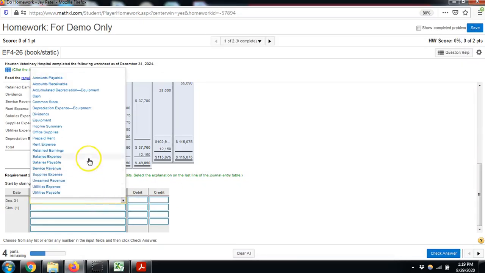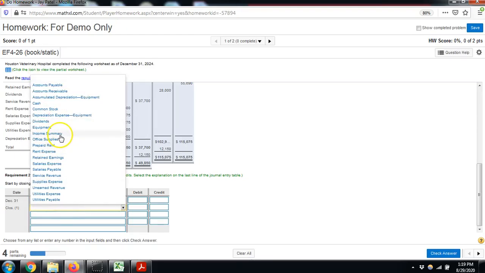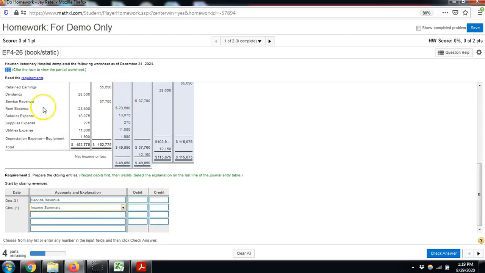So basically what that looks like is we have service revenue and we have income summary, and we see here our service revenue is 37,700 credit. So to close that, to zero out our service revenue, we have to debit the account 37,700, and we move that to income summary.